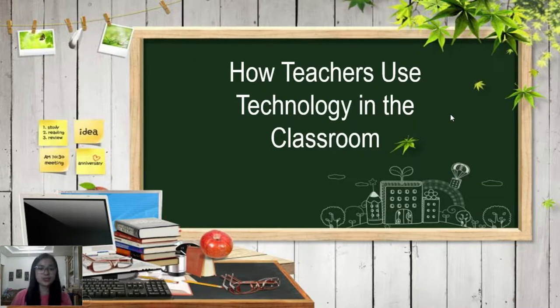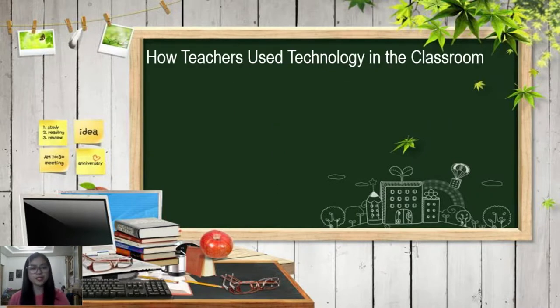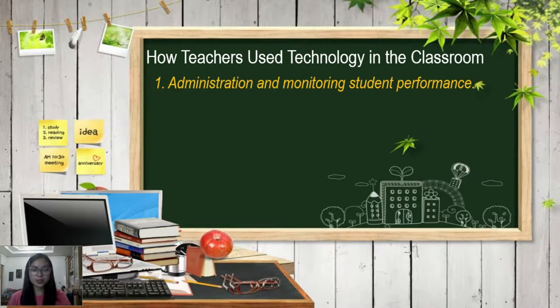So how do teachers use technology in the classroom? First, by administration and monitoring student performance. For example, in our e-class record, our class records are already found in our computers or in our laptops. This is where we record their scores in every activity. Also, technology is already used in printing their activity sheets. We are no longer writing our activities or making our visual aids by hand for the tasks that we give to our students.